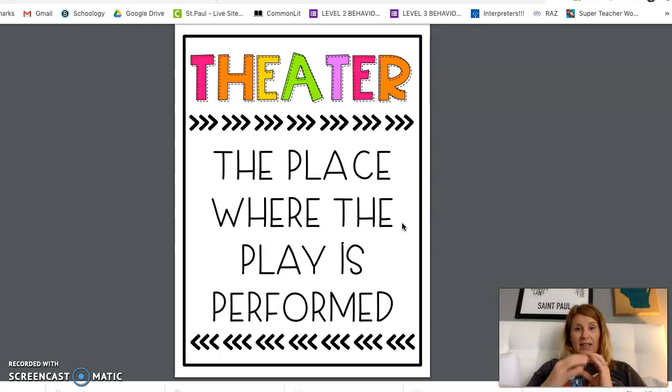Theater. Theater is the place where the play happens. We were going to be going to the Park Square Theater. In the old days, William Shakespeare's plays were performed at the Globe Theater. You read about that last week. You maybe have heard of the Guthrie Theater. That is a theater in Minneapolis. Or the Orpheum Theater. That is also a theater in Minneapolis. These are places where plays are performed. Theater.